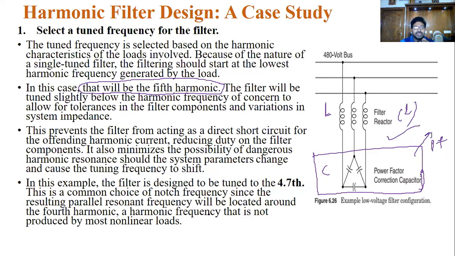Here in this example we are going to design a filter based on the order. Remember, here you are going to design a fifth order filter, but you do not tune that filter exactly. Tuning means you have to set the values of resistance, capacitance, and inductance. You must tune that filter below that order. Remember this point very carefully: we are going to design the filter for fifth order, but you tune the filter for the 4.7th order.